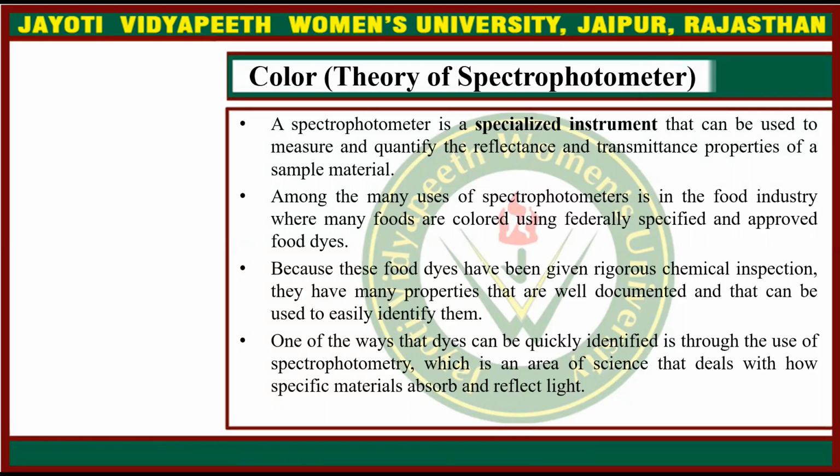Because these food dyes have been given rigorous chemical inspection, they have many properties that are well documented and that can be used to easily identify them. One of the ways that dyes can be quickly identified is through the use of spectrophotometry, which is an area of science that deals with how specific materials absorb and reflect light.